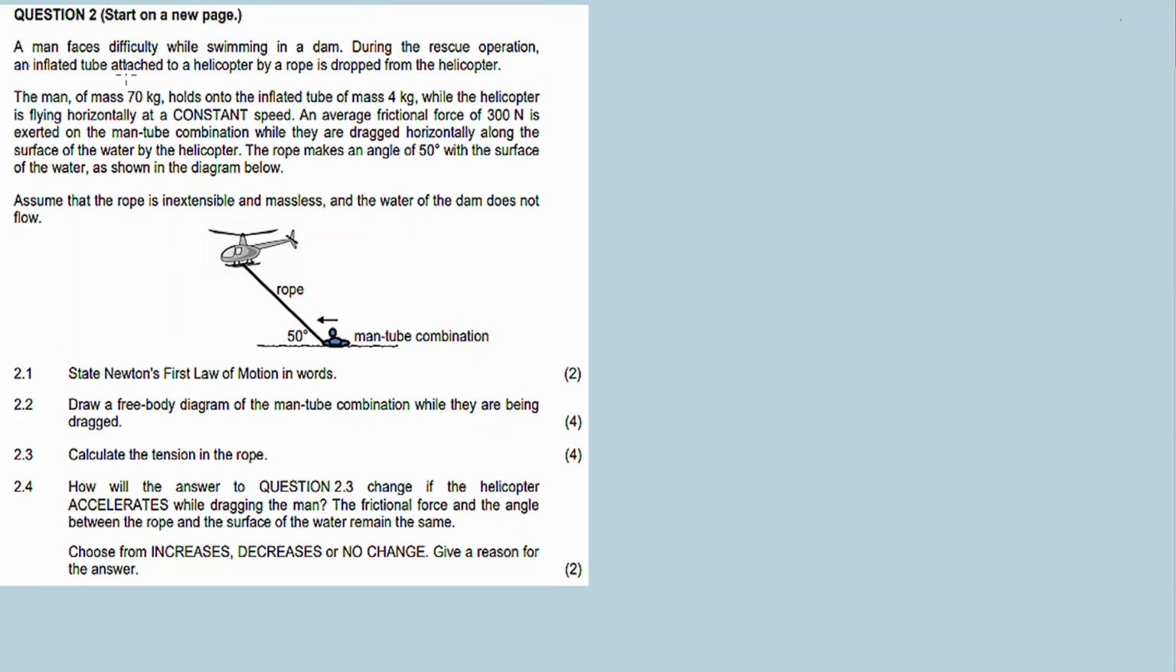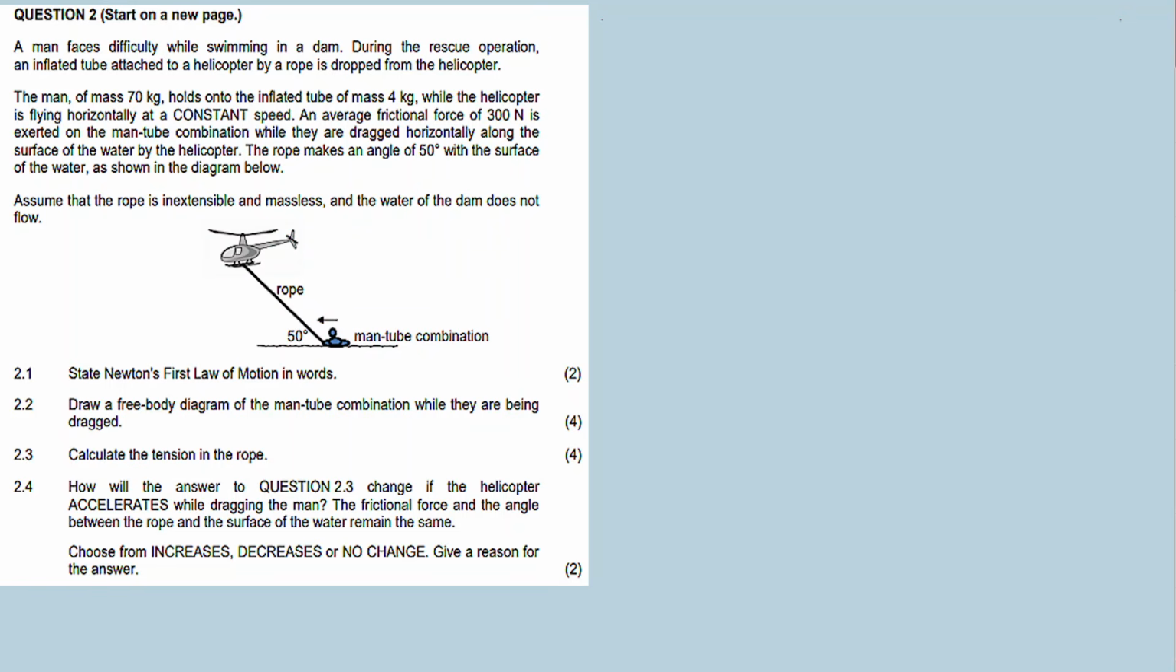Now, question 2: a man faces difficulty while swimming in a dam. During the rescue operation, an inflated tube attached to a helicopter by a rope is dropped from the helicopter. If we look at our diagram, everything they explained is here. So this is the helicopter, it drops a tube, and then the tube and the man form a combination. The man is holding onto the tube so that he does not sink into the dam, and then the helicopter starts dragging the man in this direction.